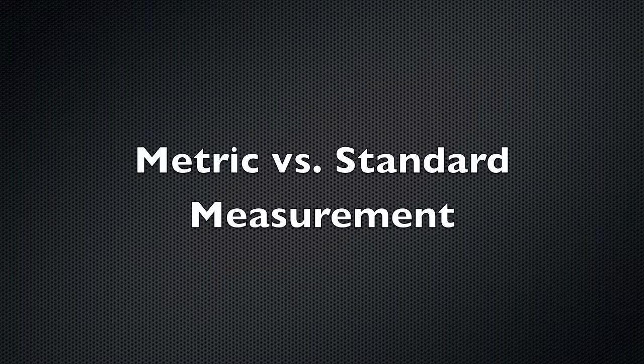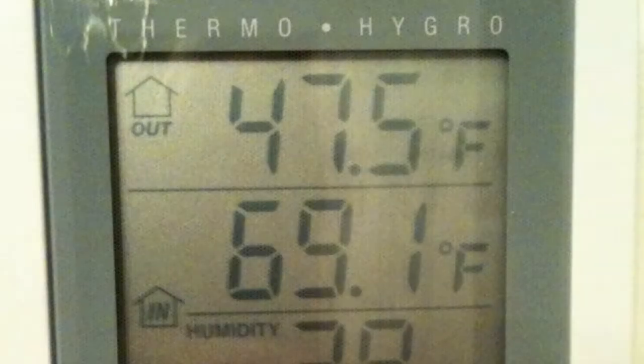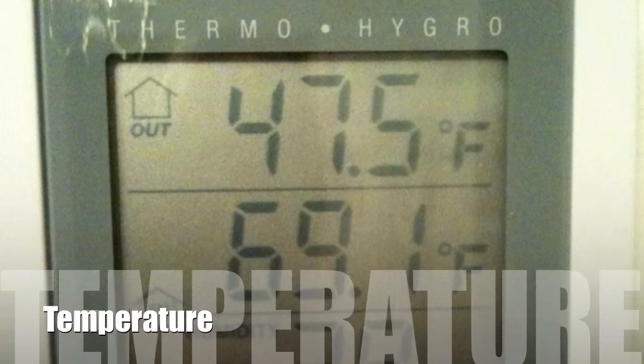For our next lesson, we're going to talk about metric versus standard when it comes to measurement. We're going to look at metric versus standard in three different categories: temperature, length, and volume. First, we'll start by talking about temperature.